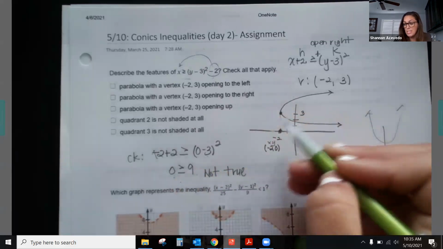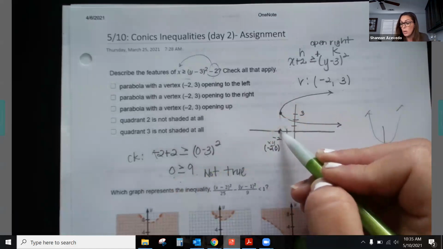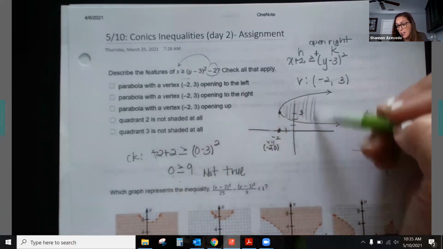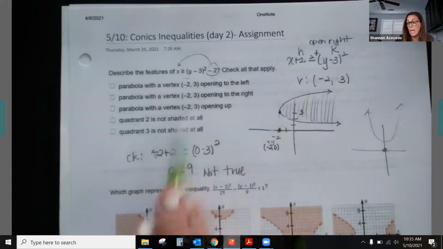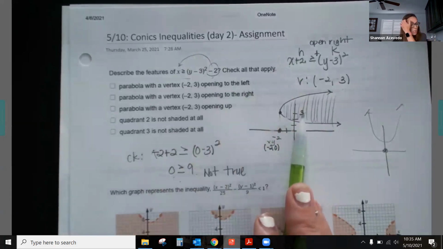True. So that means this point is not part of the solution. It is not being shaded. So I would not shade this point, which means I'm shading everything that's inside here. Everything that's inside. So I would have either shaded everything outside of the parabola, around the parabola, or inside. So let's go through those questions.